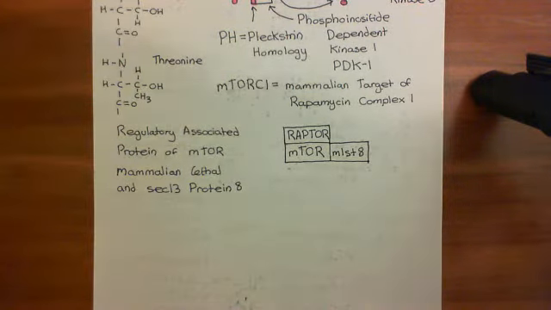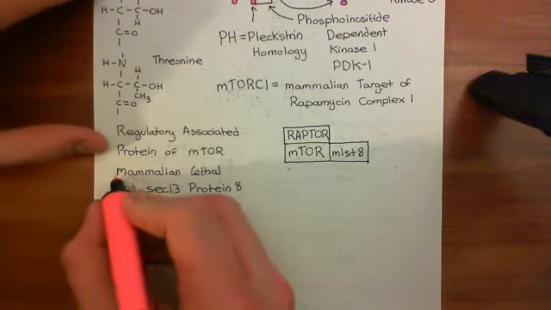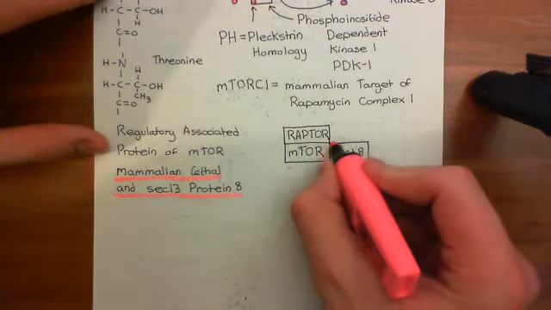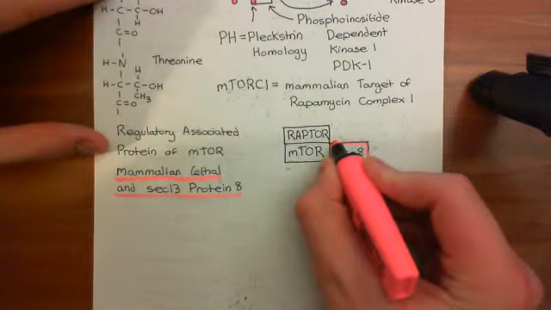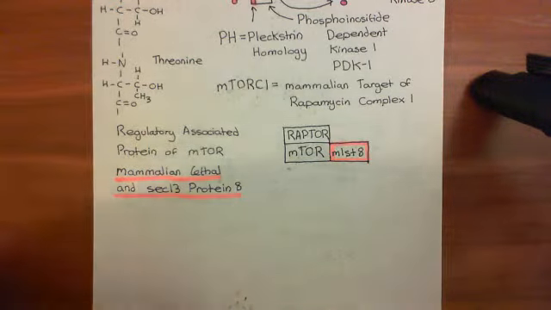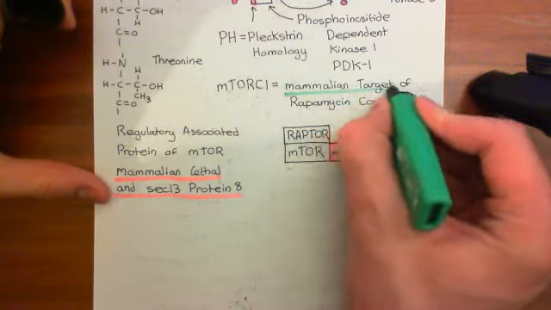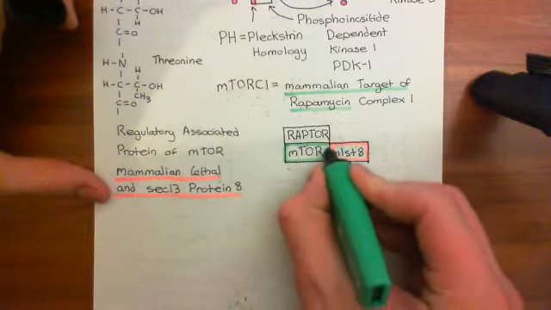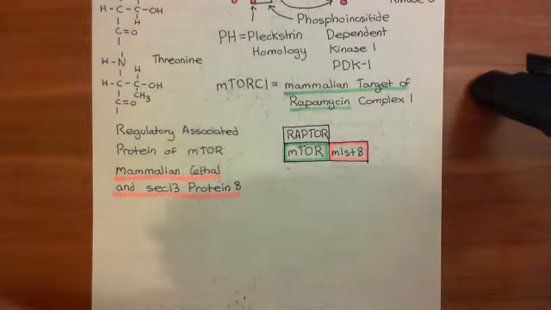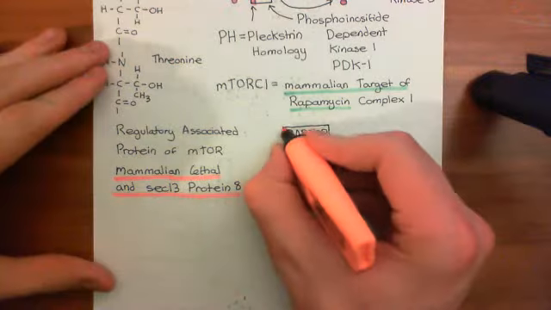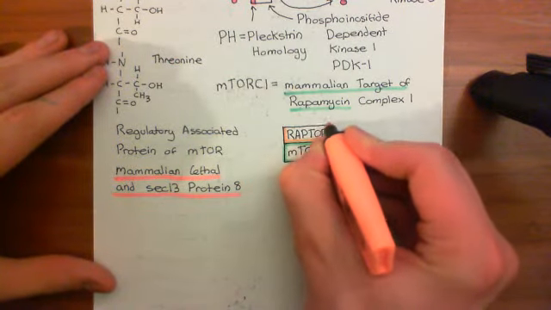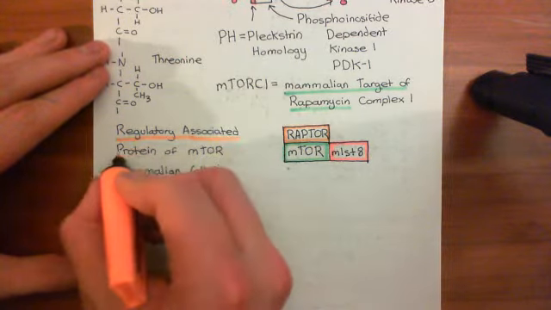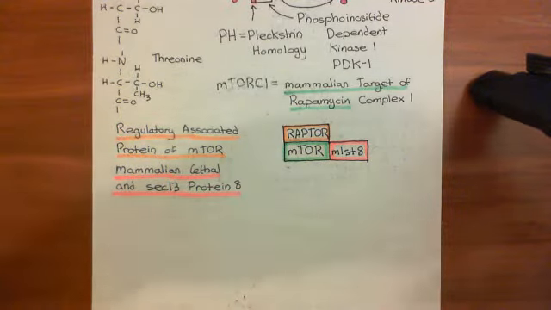And to make this look simpler, I'm going to color code it. So we'll have the mammalian lethal and Sec13 protein 8. We'll have that underlined in red and that outlined in red over here. Okay, we'll have the mammalian target of rapamycin, the protein after which the entire complex is named, labelled in green here. Okay, and we'll have, what other nice colour do I have? Orange. We'll have the regulatory associated protein of mTOR in orange here. Now, this is not the mammalian target of rapamycin complex 1 finished yet. We have 2 more proteins to go.